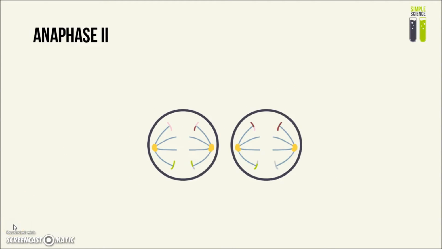Next up, we have anaphase 2, which is basically when the chromosome is pulled apart at the centromere, so each chromatid is pulled towards the pole of the cell. Once again, once they are pulled apart, this is not called a chromatid anymore, and it is called a chromosome.